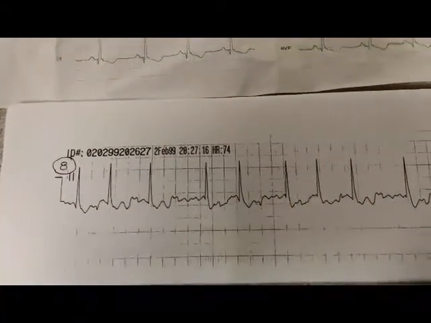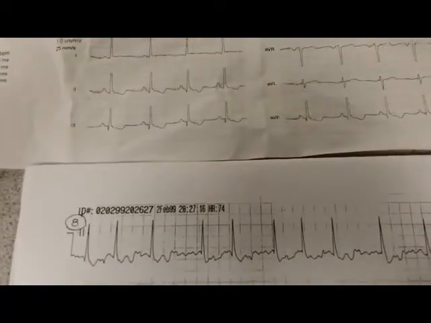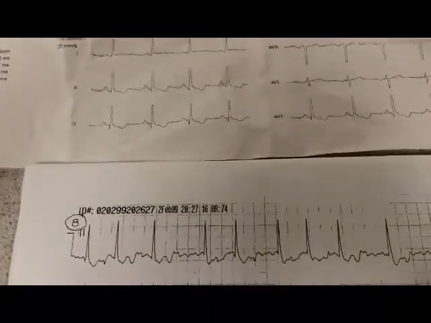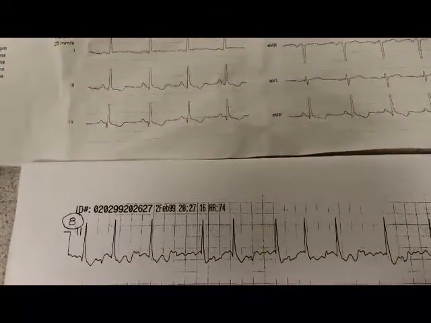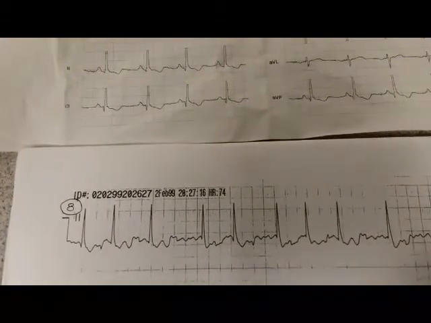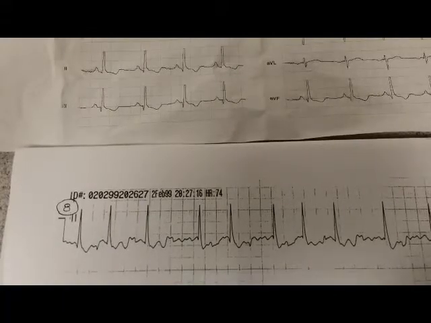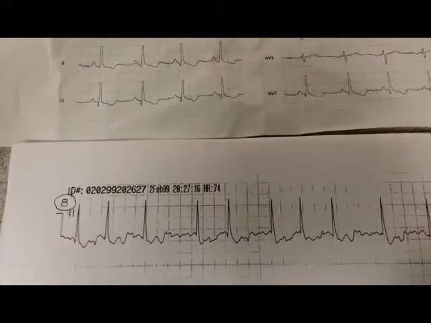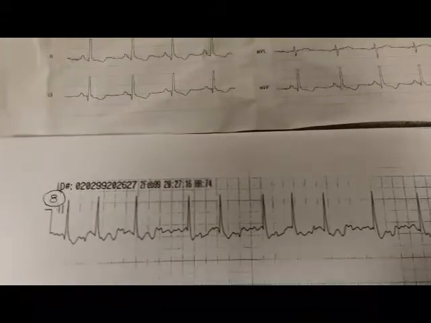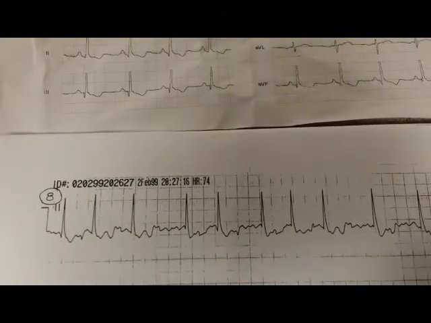The strip on the bottom is showing atrial fibrillation. As you can see, it's quite a bit different from the strip above it, which is normal sinus rhythm. In atrial fibrillation, there are no distinguishable P waves. The R to R interval is different every beat, meaning the QRS complexes are irregular. Atrial fibrillation is an irregular rhythm.